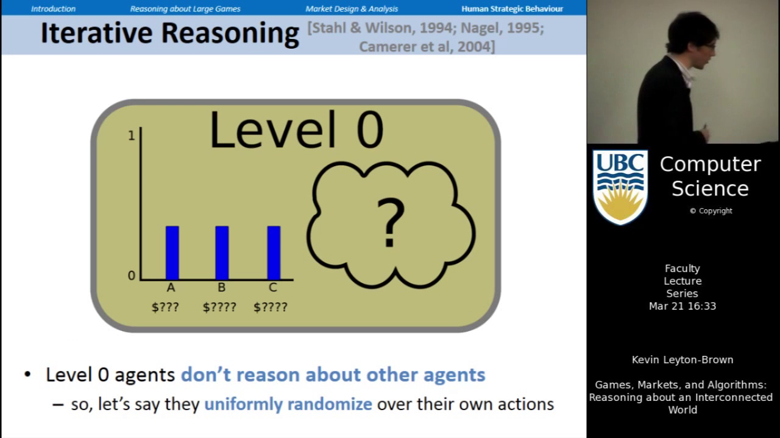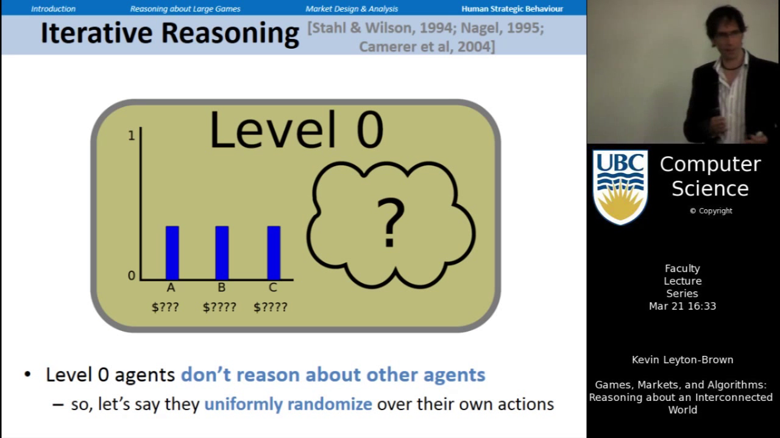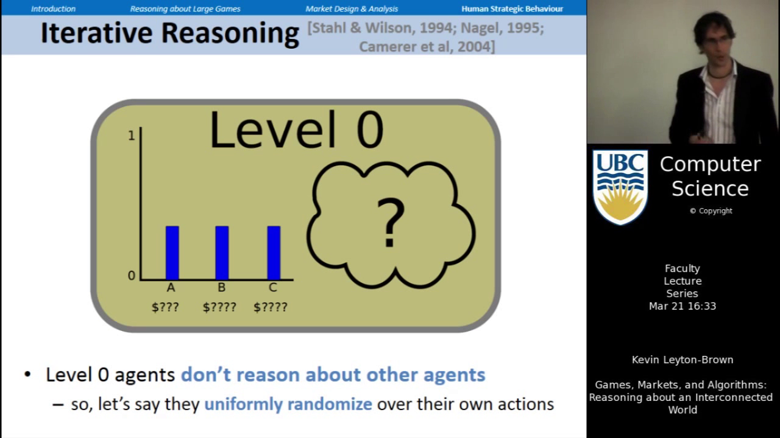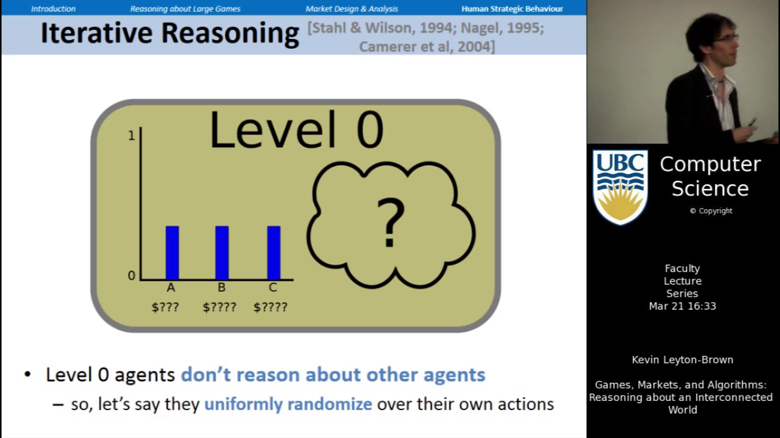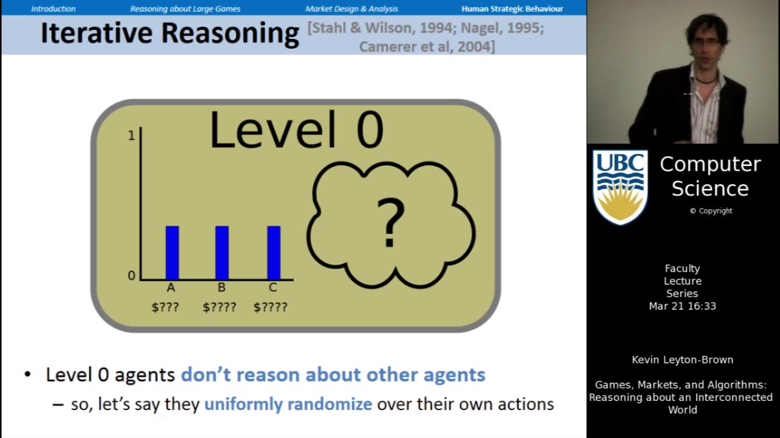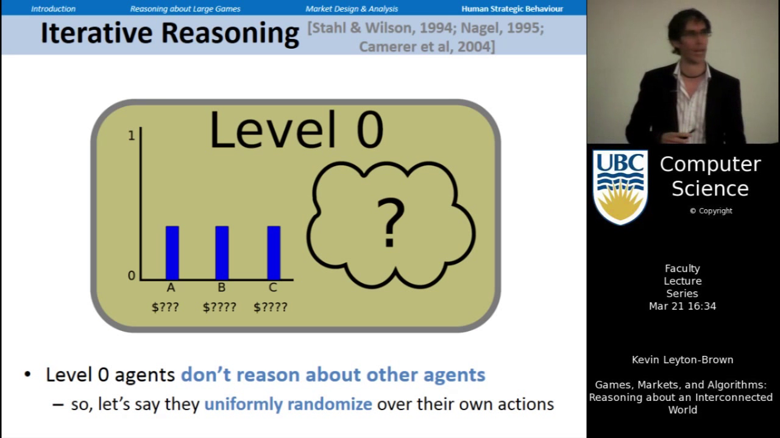The other really influential idea from behavioral game theory is the idea of iterative strategic reasoning. And here we say there are different levels of agents in the world. So a level 0 agent is what we're going to call somebody who just doesn't think about what other people will do. They just go into the game, they act like it's not a game. They act like it's just a situation where they're the only one out there. We all know people like that.